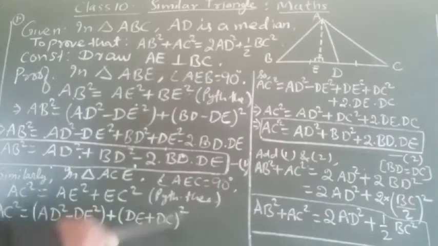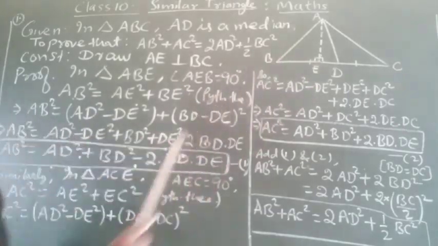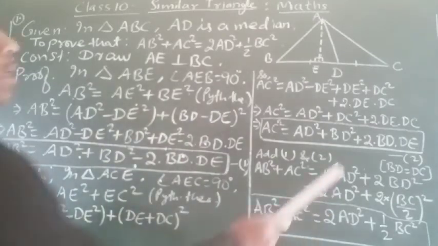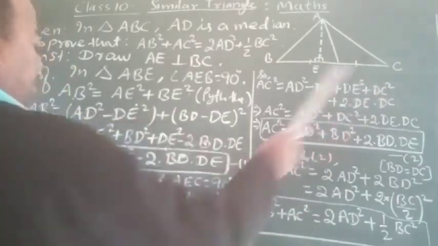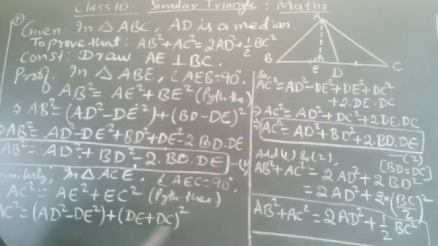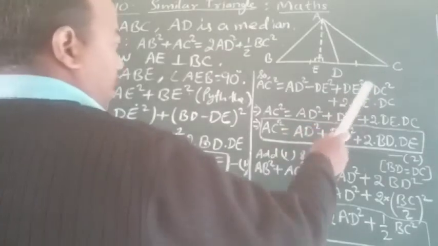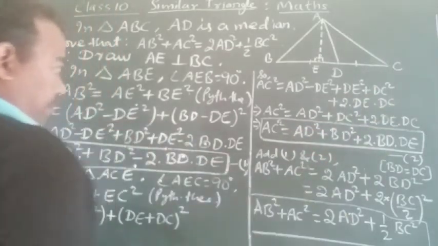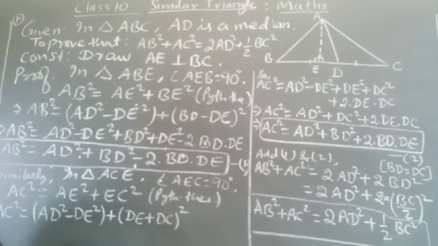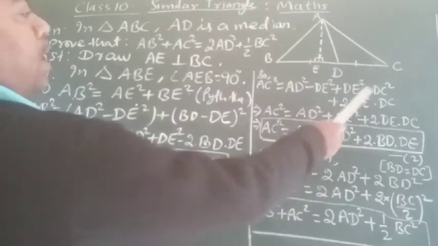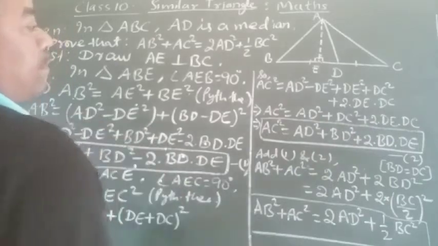After that, we shift to the next line. AC square equal to AD square minus DE square, I have written there. Now ED plus DC whole square goes through the formula (A plus B) whole square, A square plus B square plus 2AB. Now after that DE square also cancels. What is remaining? AD square, DC square, 2 ED DC.